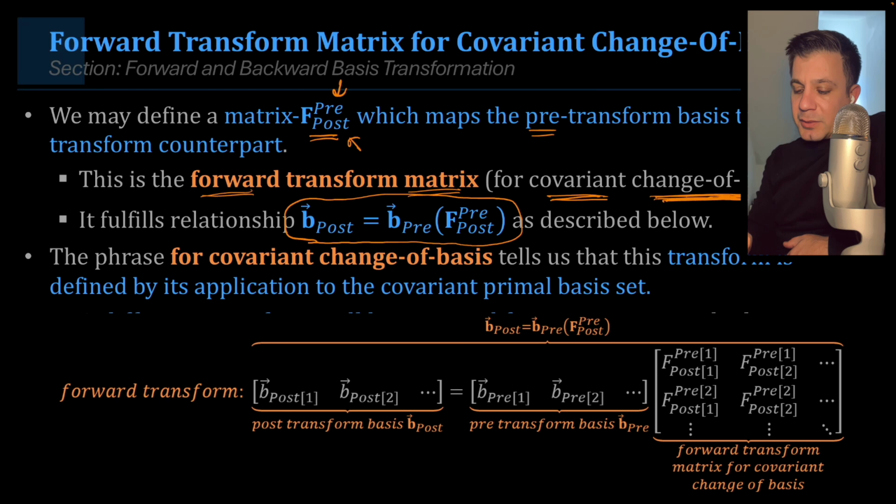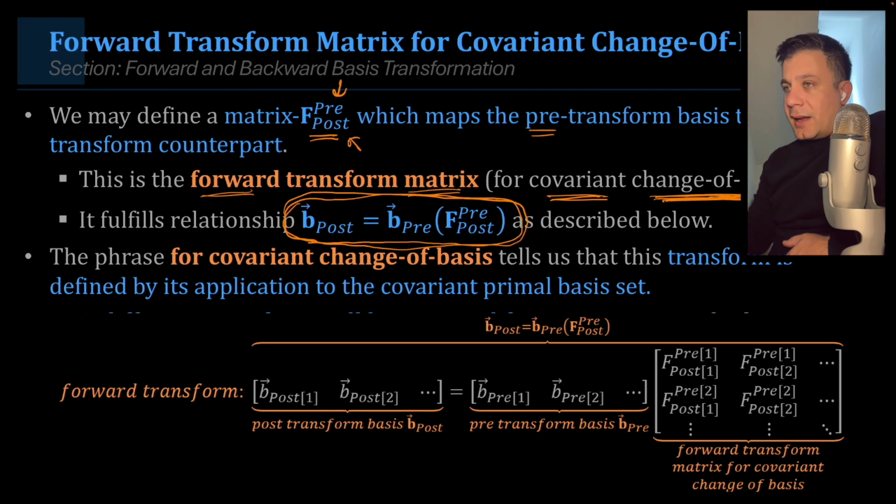It fulfills this relationship right here. B post equals B pre times the forward transform matrix. Now what we'll see when we start discussing forward and backward transform matrices, we haven't introduced the backward transform matrix yet, but hopefully you can infer what that's going to mean, right? The backward transform matrix is simply the reverse of the forward.